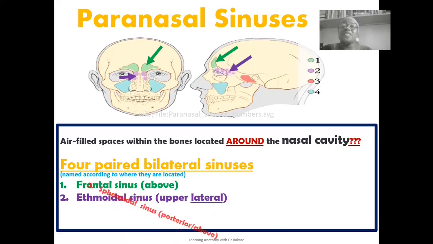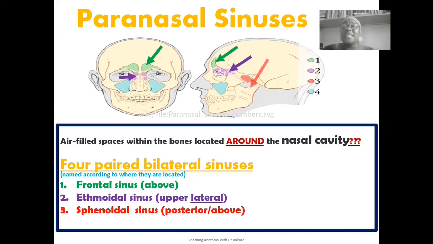We also have the sphenoidal sinus. This is the sphenoidal sinus here that is arrowed in red. The sphenoidal sinus, just as the name also implies, is located within the sphenoid bone. So this is what is shown here in this image. In this image, the sphenoidal sinus is not seen because it is located behind the nasal cavity. And this is like a front view, so it is not projected in this image.